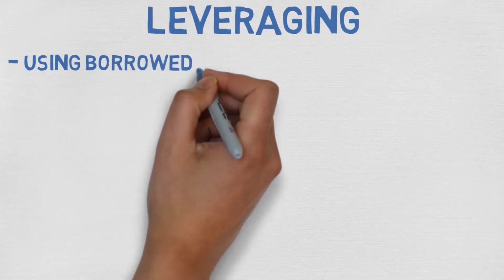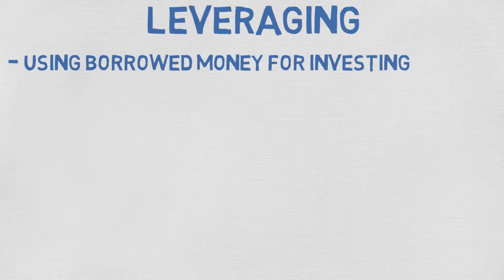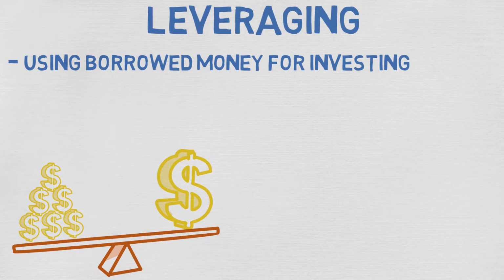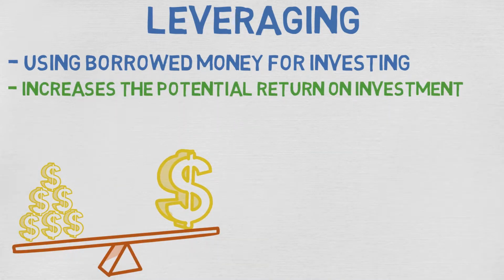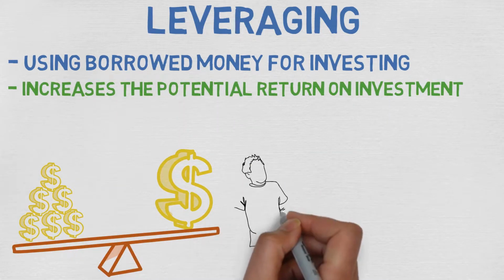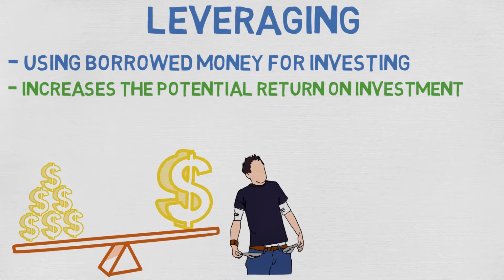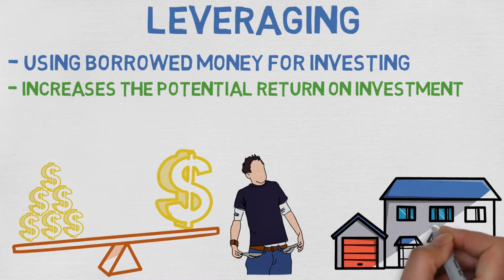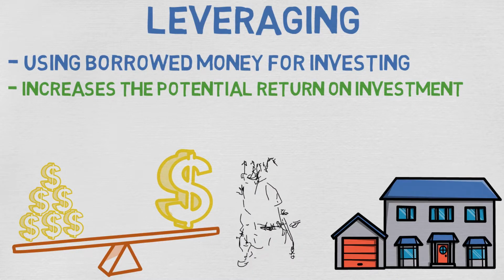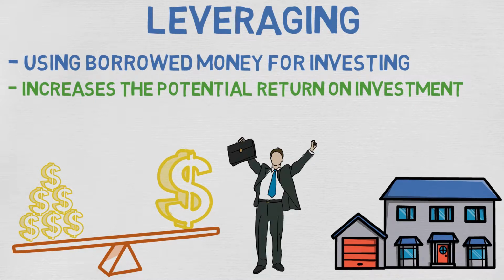Shortly put, it means that you are using borrowed money for investing. The reason for leveraging is that it increases the potential return on investment. You can invest in things that you couldn't with your own money. For example, you could take a loan to buy a real estate property. Let's take a closer look at how leverage works with an example of using leverage to invest.